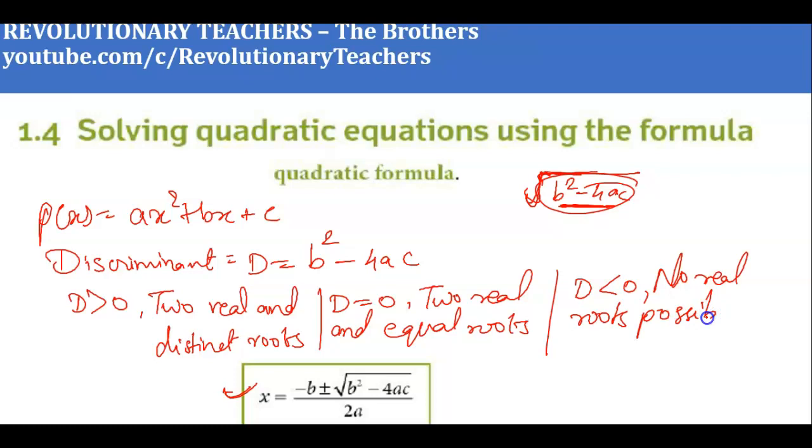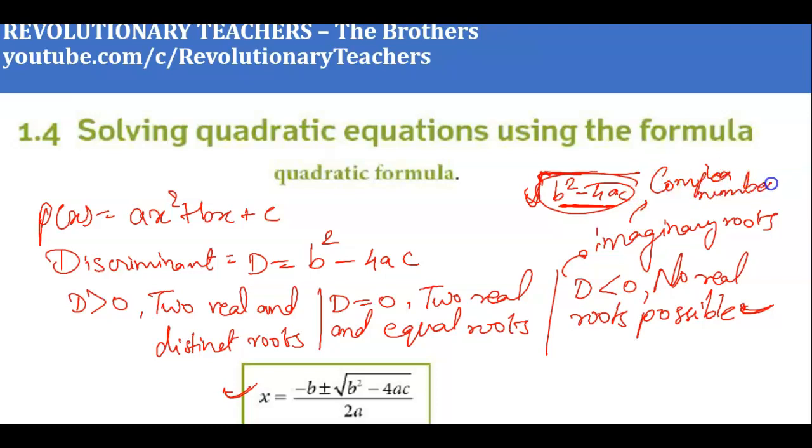Okay, children. So we are going to stop over here because no real roots are possible. So which kind of roots are possible? The roots which are possible for the third case are imaginary roots, which you will study in the chapter complex numbers. Those numbers which are not real are called complex numbers. Those numbers which do not exist in this universe but their square exists are called complex numbers.